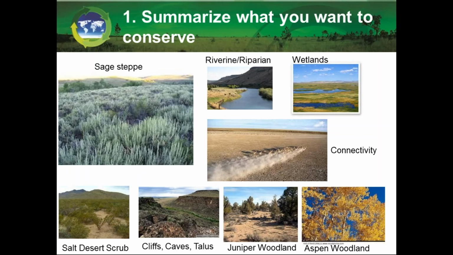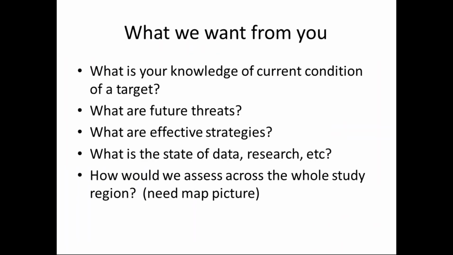So what do we want to get from you? We want your knowledge and information and your best professional judgment and all the experience that you've spent in this ecoregion, the literature you've read, data that you've collected, or data that other people have collected, to help us synthesize this information in a way that makes intuitive sense for managers and for the general public. We want to understand, what is your knowledge of the current condition of a particular target? How is sage steppe doing? How is aspen woodlands doing? And what are the things that we would use to gauge how things are doing?